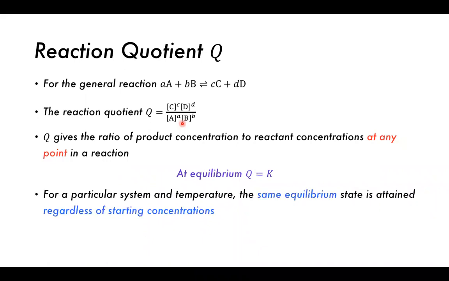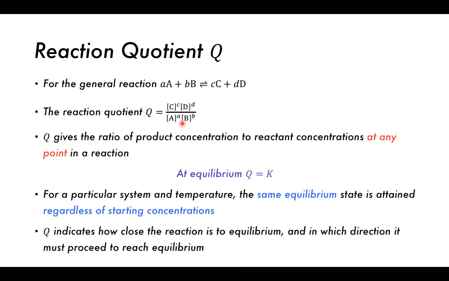For a particular system and temperature, the same equilibrium state is attained regardless of starting concentrations. Q indicates how close the reaction is to equilibrium and in which direction it must proceed to reach equilibrium. The reason it says temperature here is because temperature is important for the equilibrium and it will change the equilibrium constant. Why does it do this? It does this because it changes the rates at which reactions happen. And so it may in fact influence how much of a reactant or product mixture we have. It's not always true that a higher temperature gives more product.